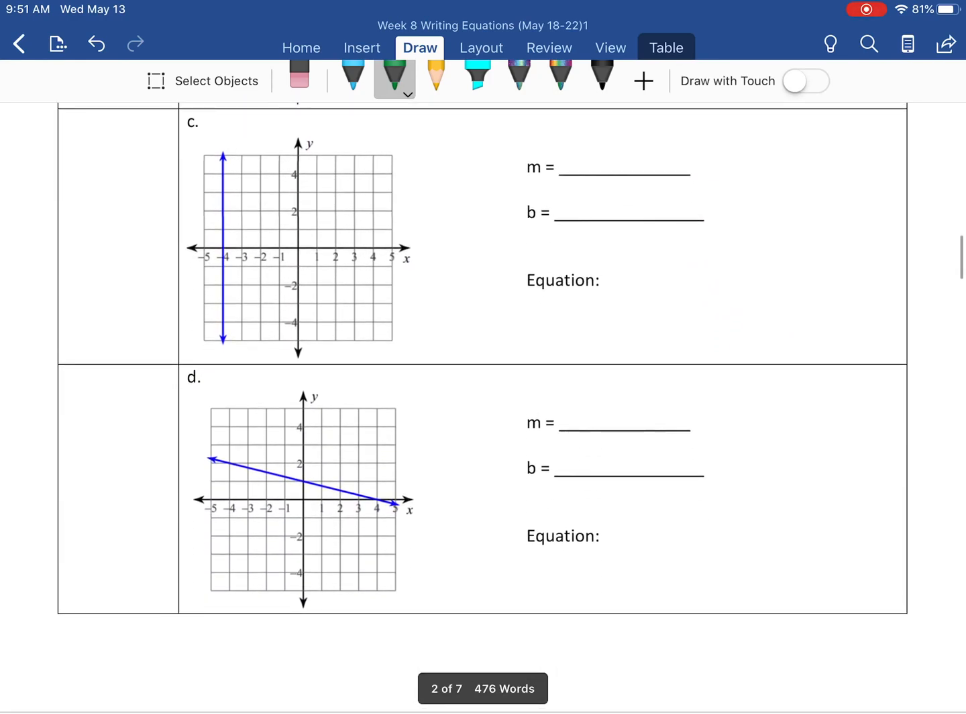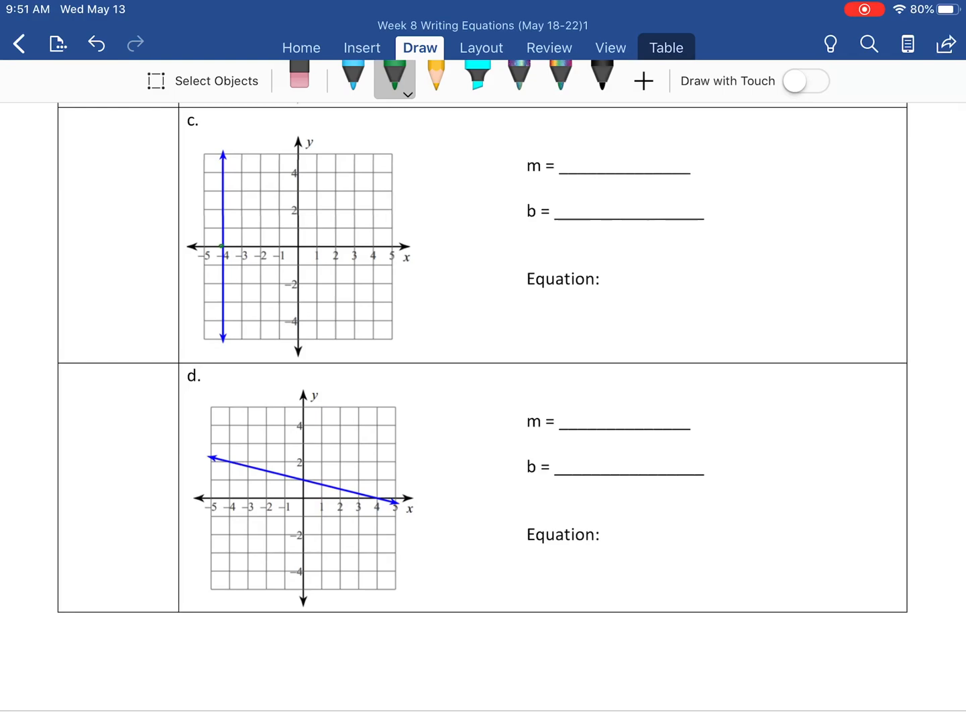All right, letter C. Well, looking at it, for our change in y, we go up 1 and over 0. Well, 1 over 0, what is 1 divided by 0? Hopefully that sets off alarm bells because we cannot divide by 0. So this is undefined because we cannot divide by 0. And looking at our y-intercept, our graph does not cross our y-axis at all. And so for our y-intercept, we have none. And what that means is that this is going to be x equals something. Okay, this is a special case of a vertical line, so x equals what?